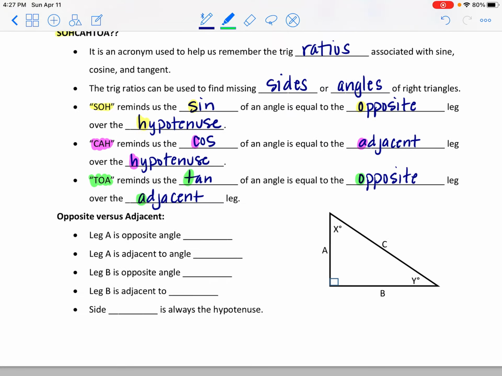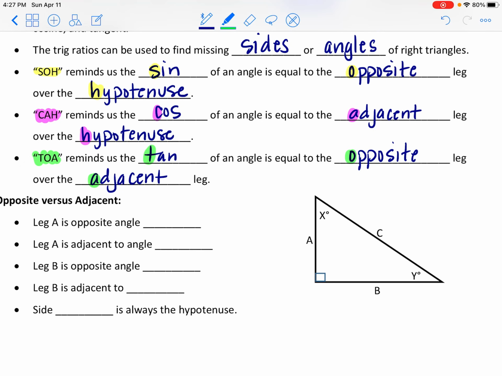Okay, so in order to use these three trig ratios, sine, cosine, and tangent, to find missing sides or angles, you have to be able to identify the hypotenuse of the right triangle, which I think we can do because it's got to be opposite of the 90-degree angle. It's got to be the longest side. But we also have to be able to identify which leg is either adjacent or opposite to the angle that we're going to be looking at in our triangle.